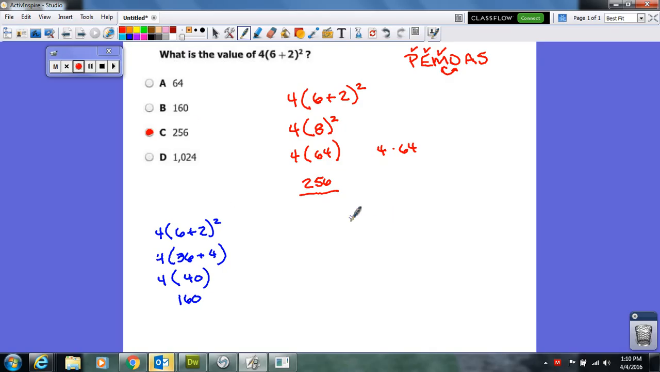Let me show you another very common mistake that students might make for this particular question. 4 times the quantity 6 plus 2 squared again. So the students go ahead and do the first part correctly. They do the parentheses, turning 6 plus 2 into 8. But instead of doing the E, the exponent part in PEMDAS, instead of saying 8 squared or 8 times 8, they treat this as 8 times 2. So instead of having 4 times 64 like we have up here, they're getting 4 times 8 times 2, 16.